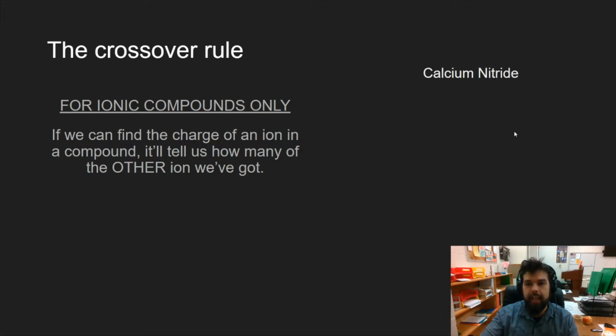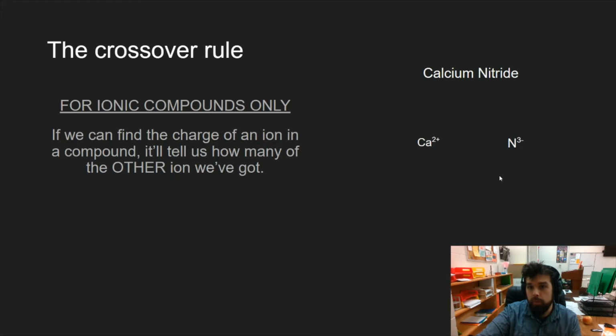So let's take calcium nitride. We know we've got calcium, and we know we've got nitrogen. We want to find the formula for this. So to do that, we just need to find the charge of each of these. For calcium, the charge is +2, and for nitrogen, the charge is 3-.